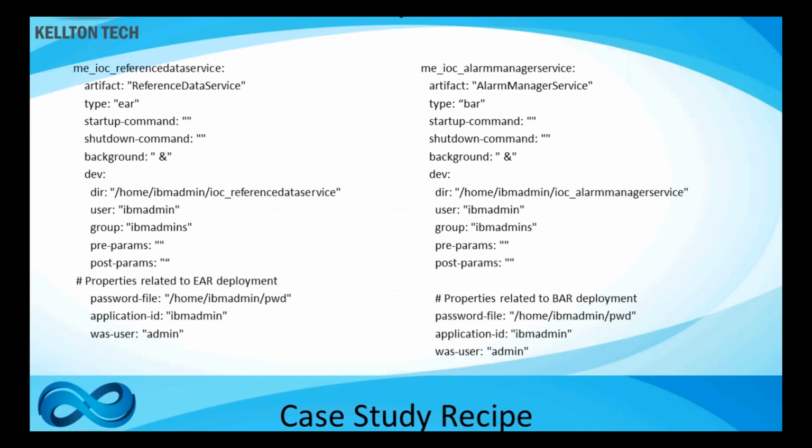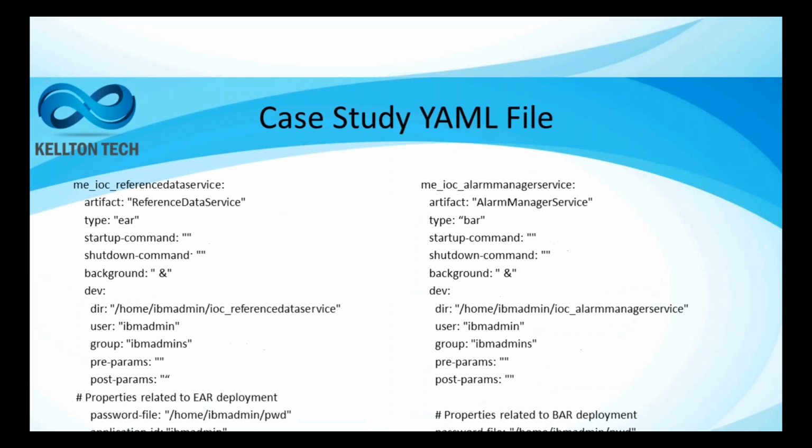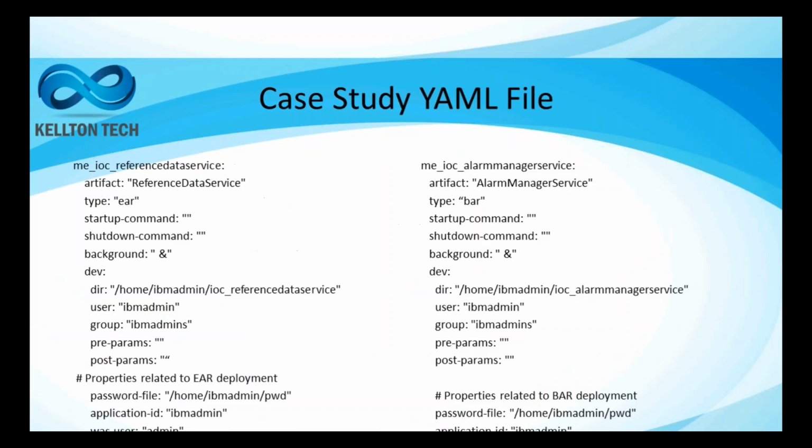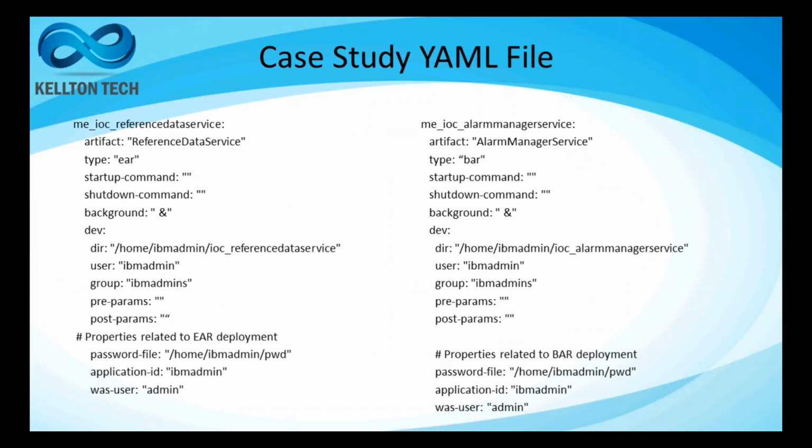So this is what the YAML file looks like. Here we mention the application name in the YAML file, and we have the artifact. These are the ways we define the variables in the YAML file, like what kind of application it is, what type of application, and where you have to download it. All this information will be mentioned in the YAML file. This is an example of the YAML file.